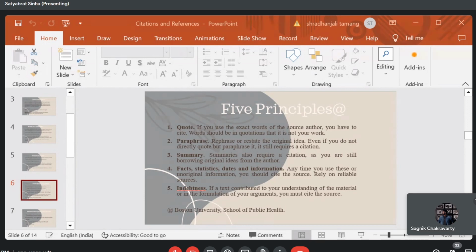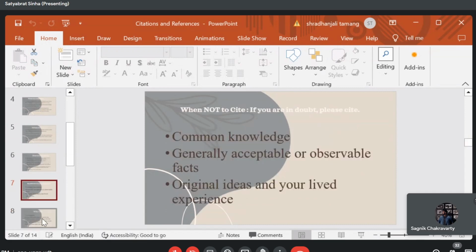And lastly, in these principles, they generally say that if you owe your understanding of the material, or the formulation of your arguments to certain texts, even if you don't directly reference the text, you should cite it, or at least mention it in your references or acknowledgement. So I'll move on to when not to cite, with essentially the warning that if you are in doubt, always cite.